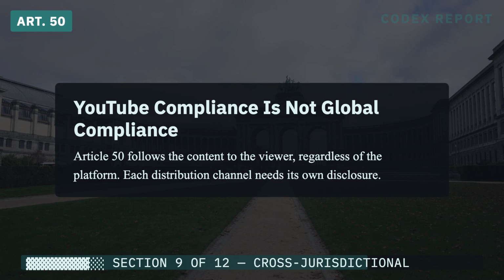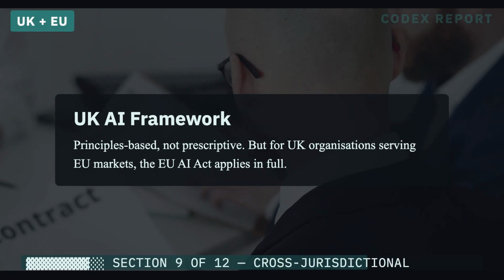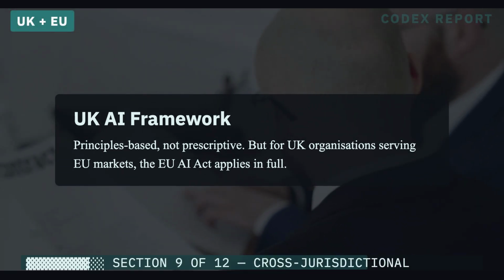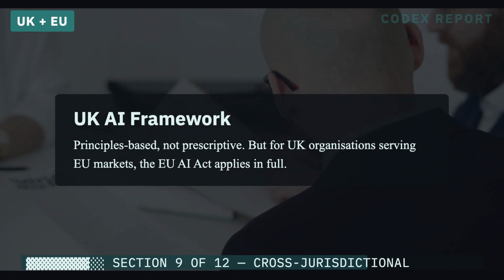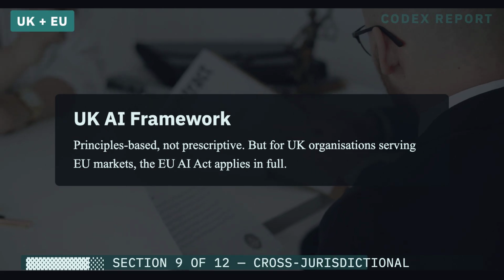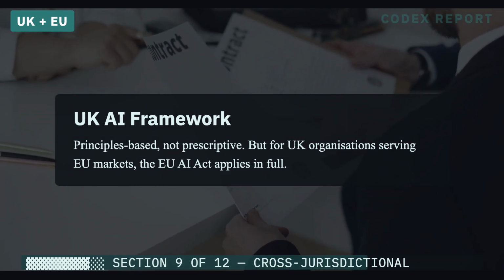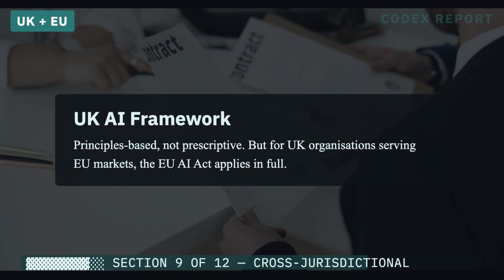Article 50 follows the content to the viewer, regardless of the platform. For organizations based outside the European Union, the extraterritorial reach of the AI Act is critical. The regulation applies to providers placing AI systems on the market or putting them into service in the Union, and to deployers that are located within the Union.